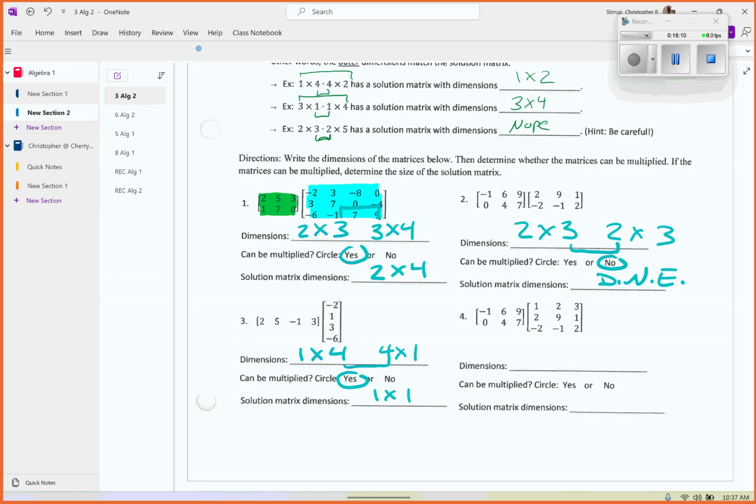What are you doing? You're crazy, Stirrup. All right, 2 by 3 and 3 by 3. Inside dimensions same. Multiply, yes or no? Yes. What's the result? 2 by 3.